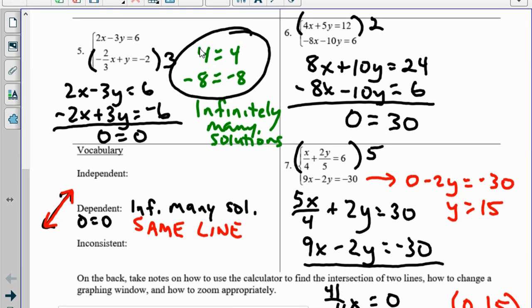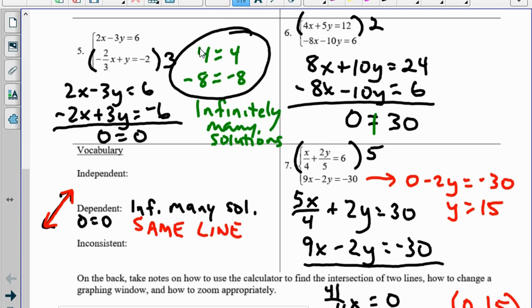Number 6, when we solve, we end up getting 0 equals 30. There are a lot of other ways that you can see something like this, but basically what ends up happening is you end up with two numbers that equal each other that are not the same. So that doesn't make any sense. Clearly 0 doesn't equal 30. So we have to interpret what that means.